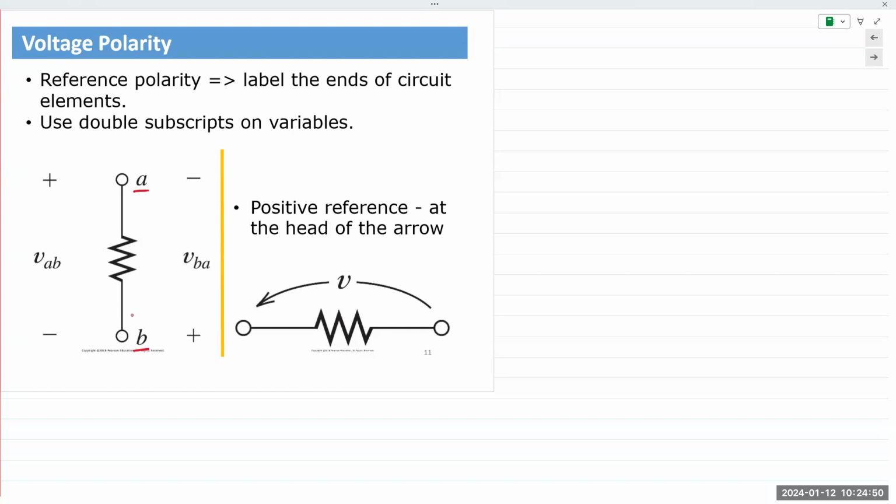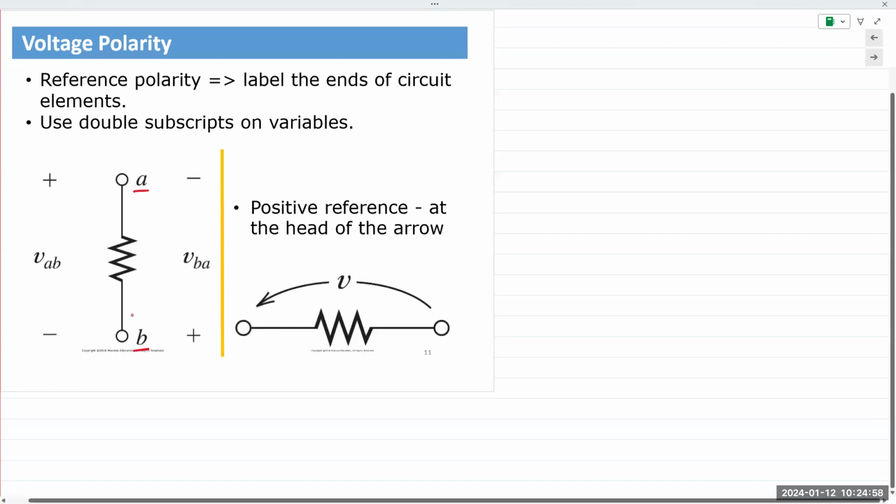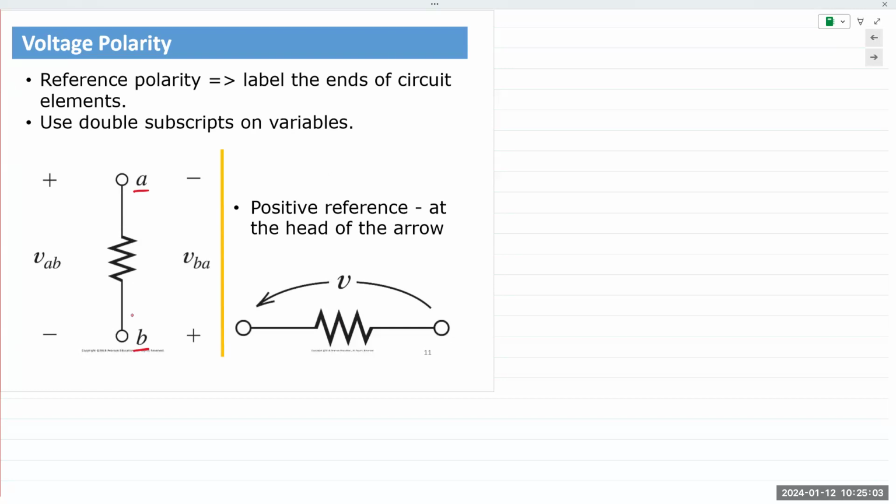And again, VBA is simply the opposite. You're measuring the voltage at B with my reference at A. The numerical value is exactly the same. The only thing that changes is the plus and minus sign. So I could write VAB is equal to minus VBA, or VBA is equal to minus VAB. That's it. Again, the plus and minus sign is just so that our equations balance out on paper. That's all.